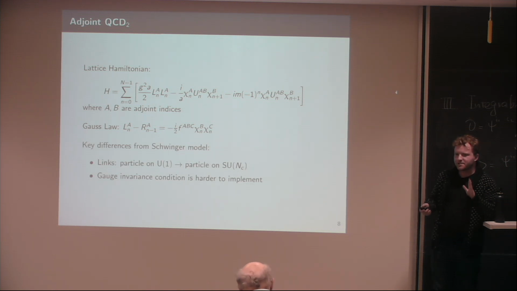And so we have a few key differences from the Schwinger model. One is for the links, right? We had gauge fields; you can think of them as particles on a U(1) manifold, on a circle. That was not too hard. Now we have particles on an SU(N_c) manifold. That's a little harder. And the second thing is that the gauge invariance conditions are going to be harder to implement, again for reasons of the non-abelian symmetry that we have to deal with now. So I'm going to describe now how we can set up the space of fermionic states, the space of bosonic states, and how to form gauge invariant states out of them.